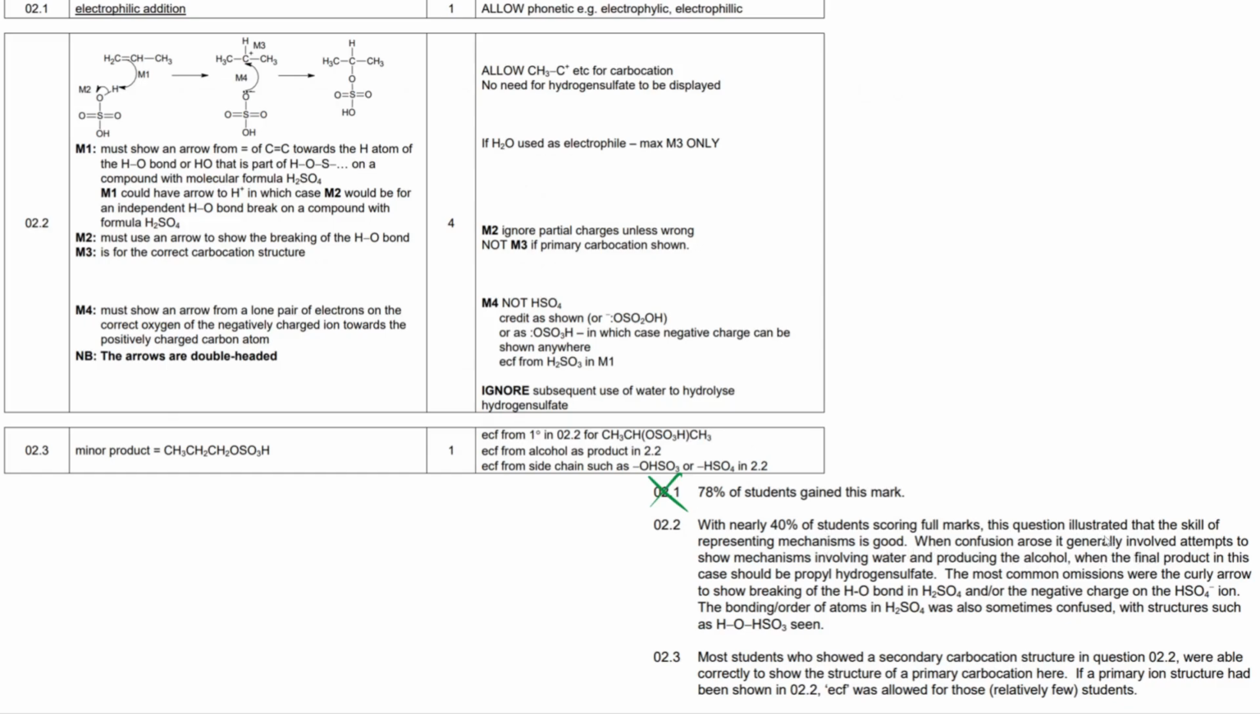When confusion arose, it generally involved attempts to show mechanisms involving water and producing the alcohol, when the final product in this case should be propyl hydrogen sulfate. The most common omissions were the curly arrow to show breaking of the H-O bond in H2SO4 and or the negative charge on the H2SO4 minus ion. The bonding order of atoms in H2SO4 was also sometimes confused, with structures such as HOHSO3 seen.